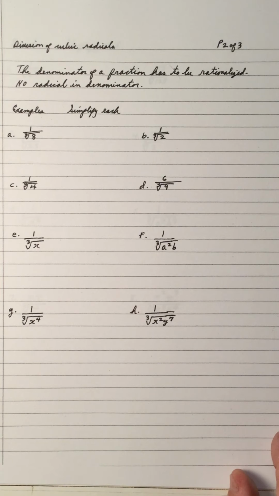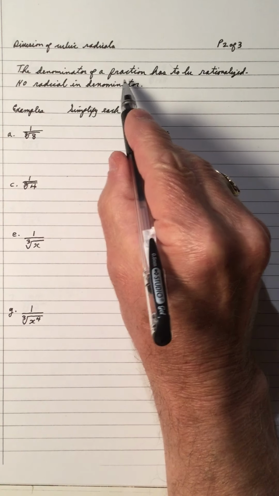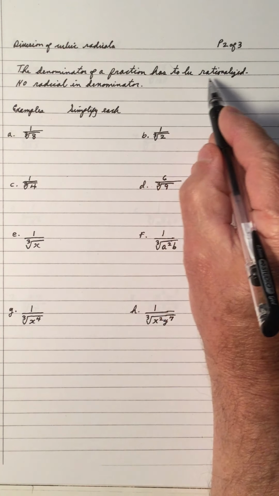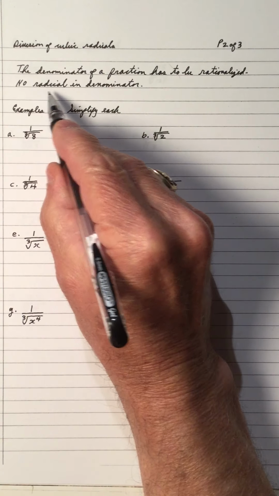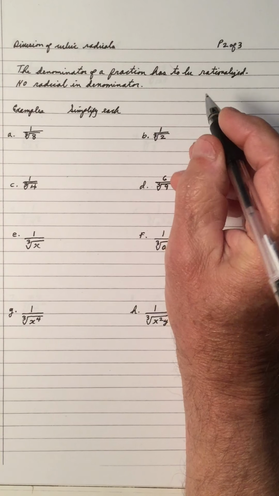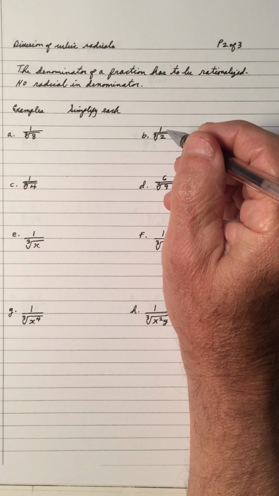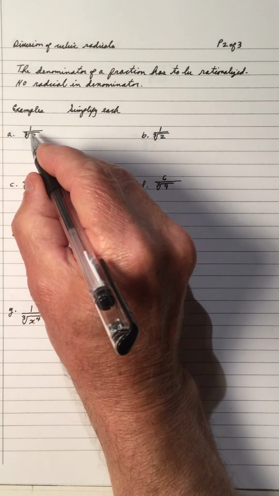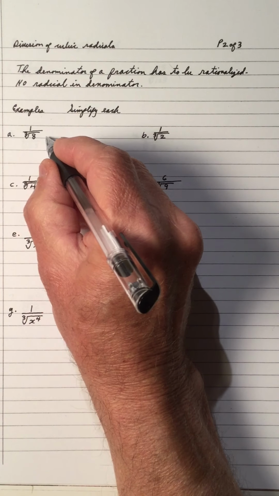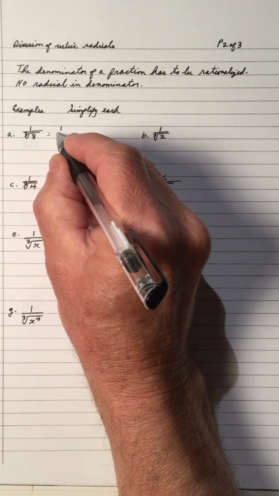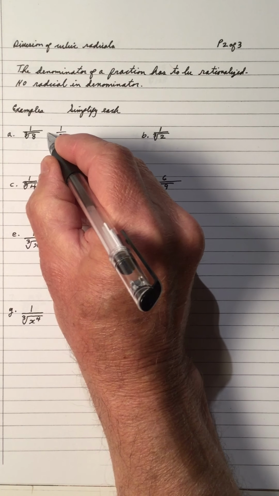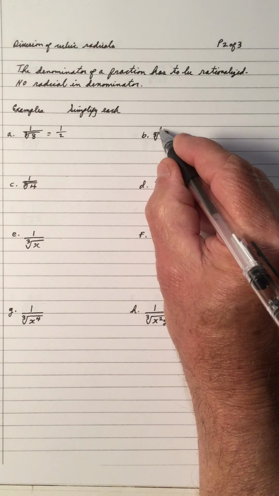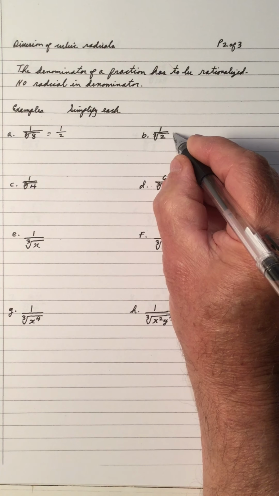Division of cubic radicals. The denominator of a fraction has to be rationalized. No radical in the denominator. Just like the square roots, we're not allowed to have a radical in the denominator. Simplify each. 1 over the cube root of 8 is 1 over 2. Done. 1 over the cube root of 2, we have to rationalize.